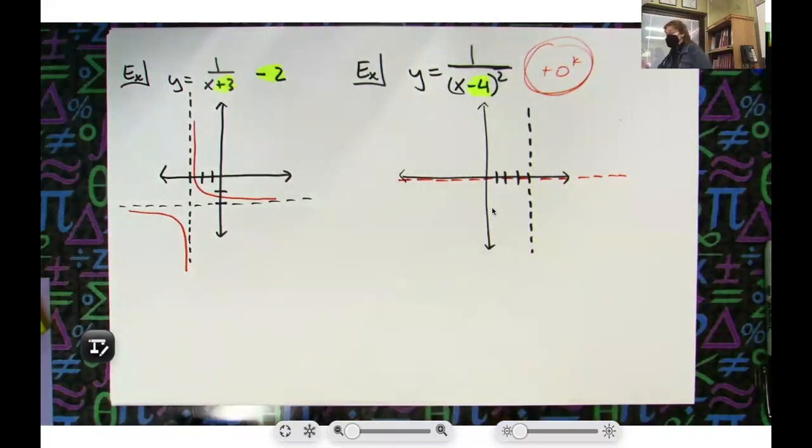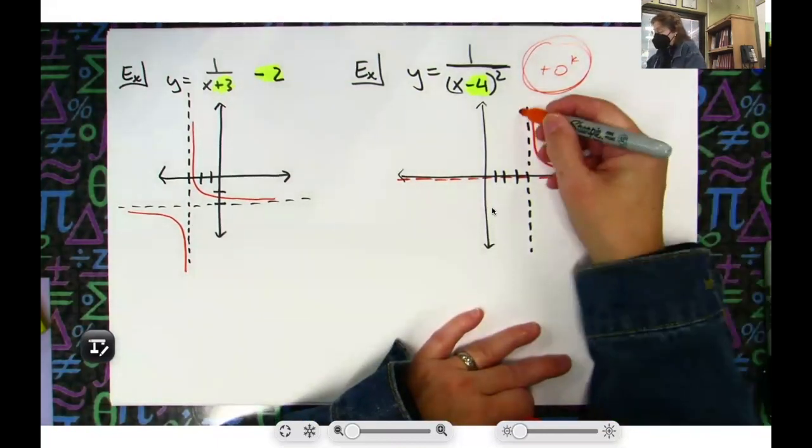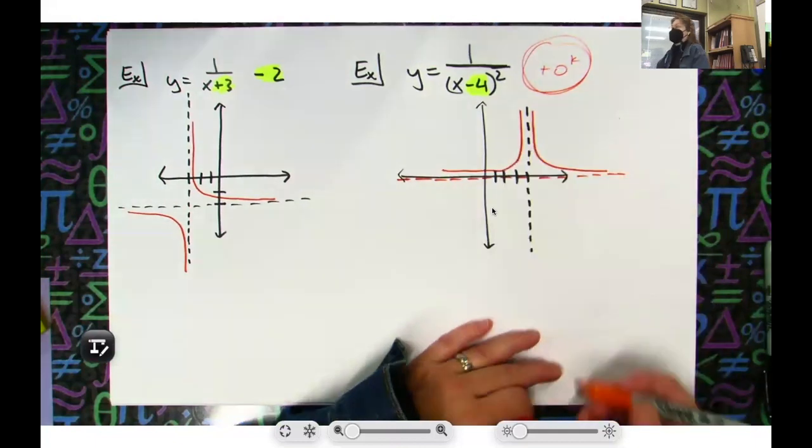This is an x squared, so both of them are on top. So I'm going to hug here and here. I'm going to hug here and here. And both of them go on top.